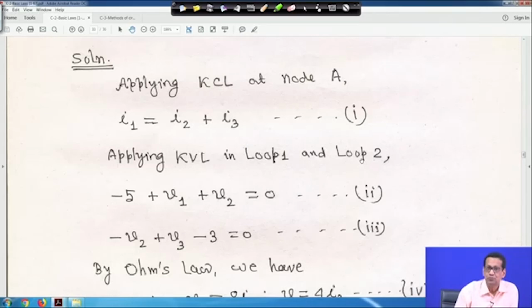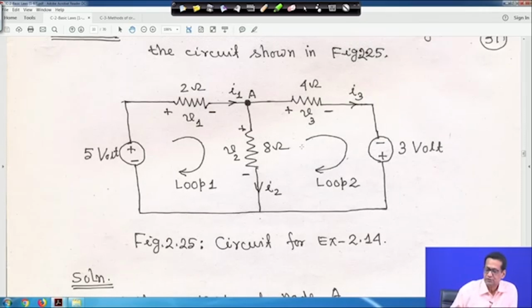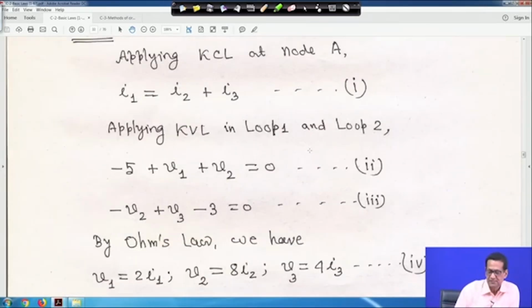Now, in loop 2, moving in the clockwise direction, first I take minus V2, then plus V3, and then minus 3 is equal to 0, because moving clockwise you encounter the minus polarity first, then the plus polarity, then again the minus polarity. That means minus V2 plus V3 minus 3 is equal to 0. This is equation 3.